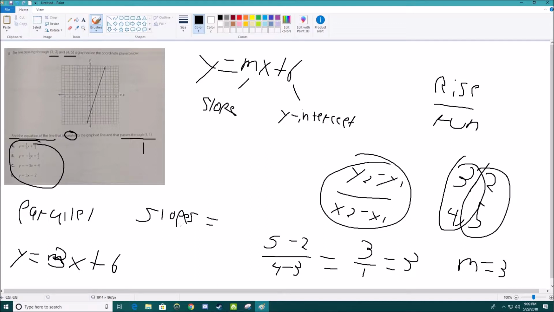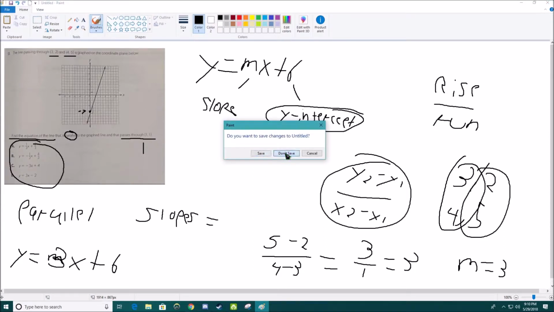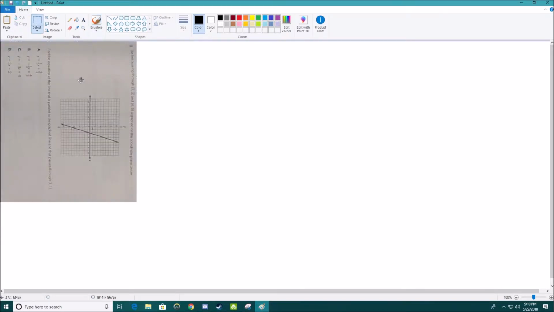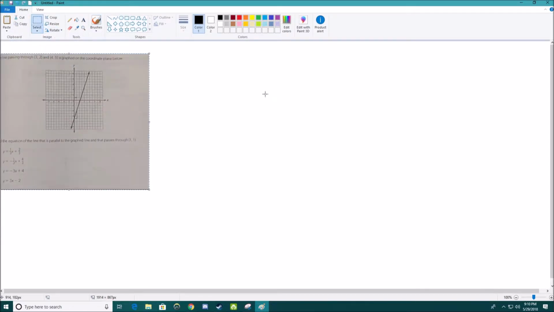Now we need to find b, aka the y-intercept. Now the y-intercept is super easy to find. We could just look on the graph and we see that it's right here at negative 7. 1, 2, 3, 4, 5, 6, 7. So that finishes that equation. Okay, let's rewrite the equation: y = 3x - 7.